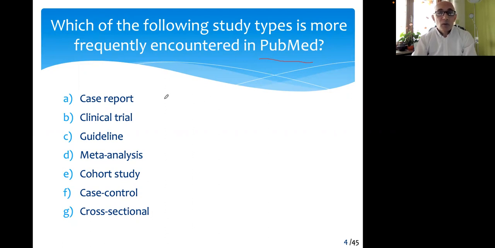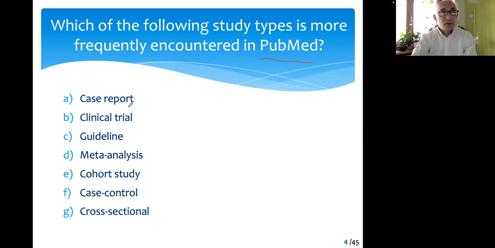So one question might be, which of the following study types are most frequently encountered in PubMed? Which of them specifically most frequently, and what would be the order if you should put them in increasing or decreasing order?